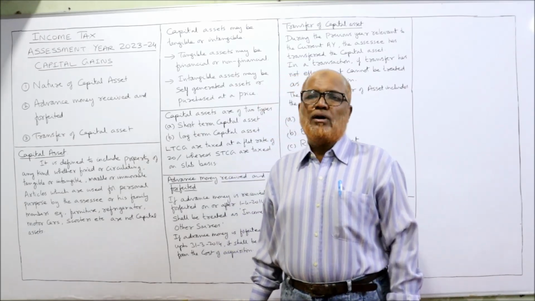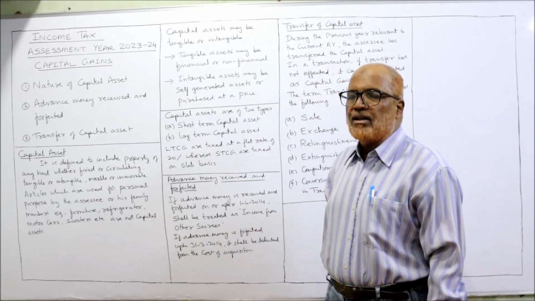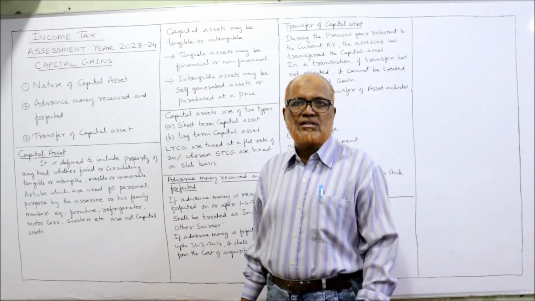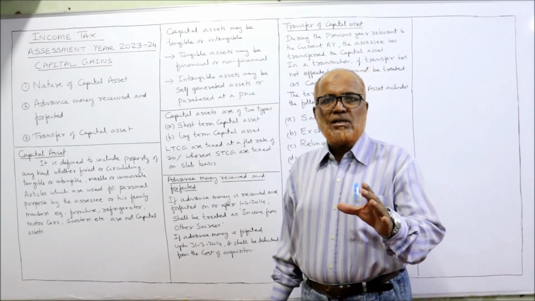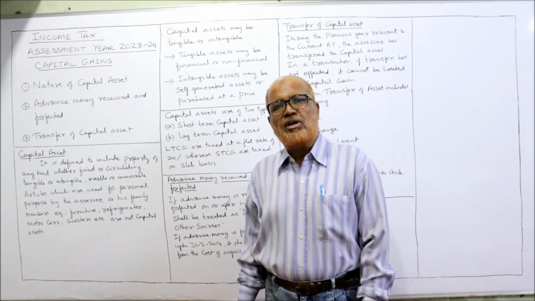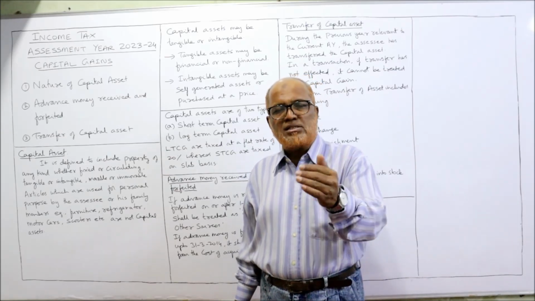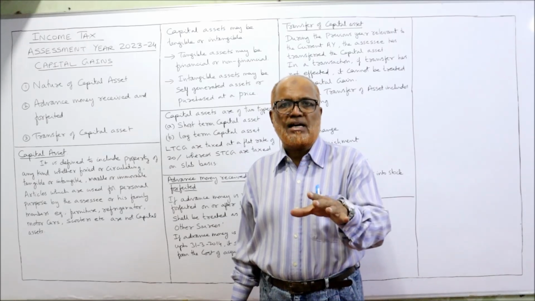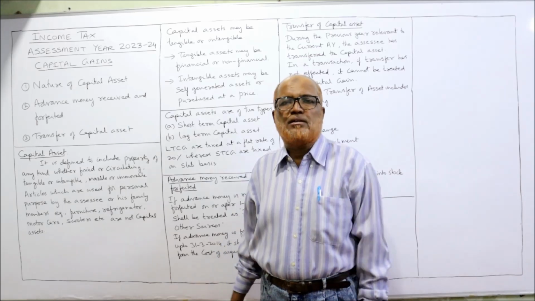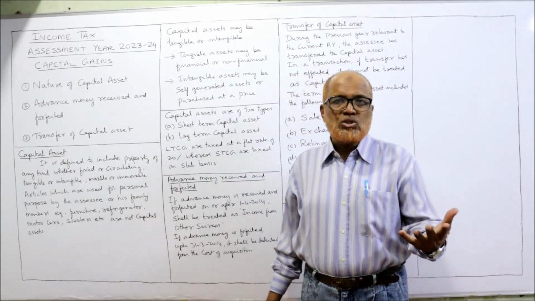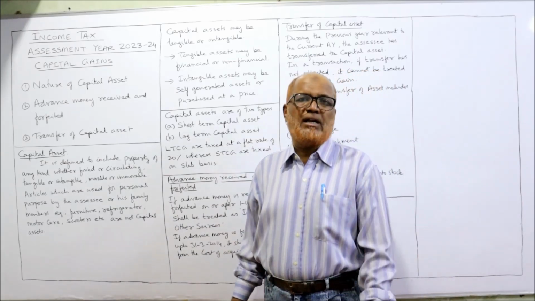In this second video, I'm going to explain the nature of capital asset, then advance money received and forfeited, and lastly transfer of capital asset. These terms are also very important from the examination point of view. In theory they will ask what the provisions are when advance money is received in a sale transaction but is forfeited because the sale was not completed, what the nature of capital asset is, and lastly when the transfer of capital asset takes place.